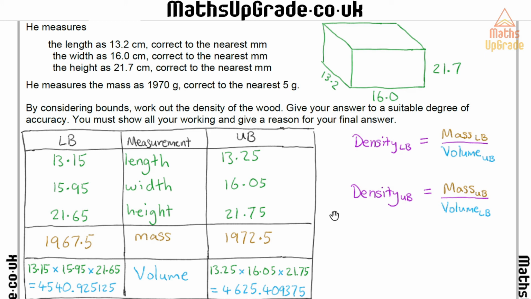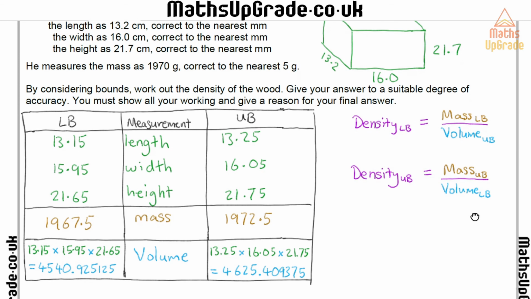So now what I'm going to do is find the lower and upper bounds of the densities. I need the lower bound of the mass and the upper bound of the volume, and the upper bound of the mass and the lower bound of the volume. So before I can work out the densities, I'm going to work out the volumes.